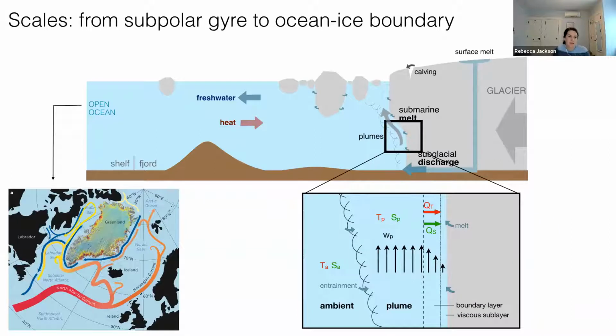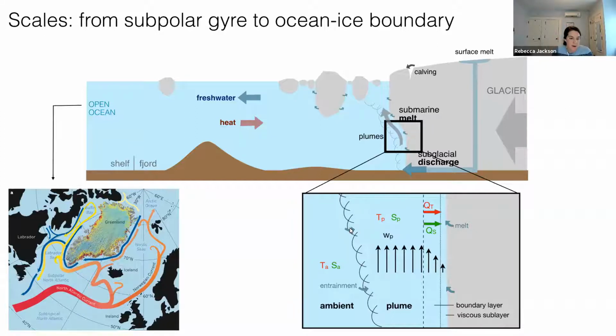And so understanding ocean glacier interactions involves a whole variety of scales, from the large scale circulation around the coast of Greenland, or whatever glacier ice sheet we might be thinking about, down to the boundary layer dynamics that control the exchange of heat and fresh water.